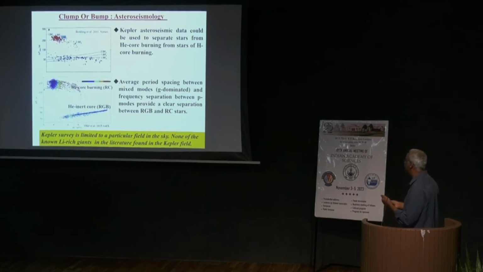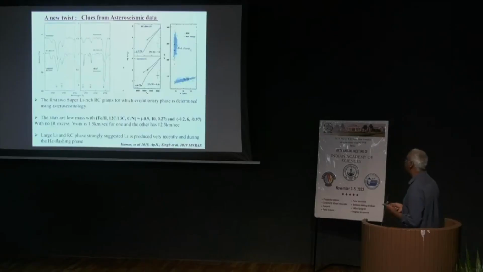What I'm saying is RC stars are helium core burning stars, that is, the stars after the helium flash. RGB stars are on the way, ascending the RGB phase. In this case, the helium is inert in the core and only hydrogen is burning. In the other case, helium is also burning at the center, and hydrogen is also burning in the shell. Okay? So you can nicely differentiate using the G modes and P modes, the frequency versus the spacing between oscillations.